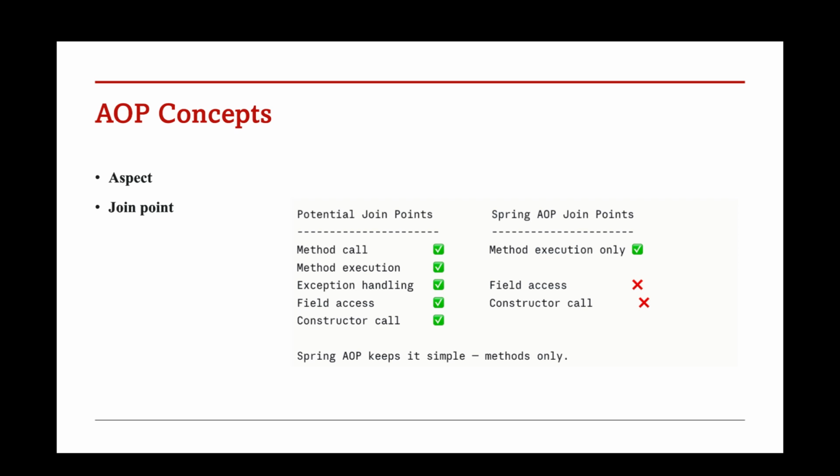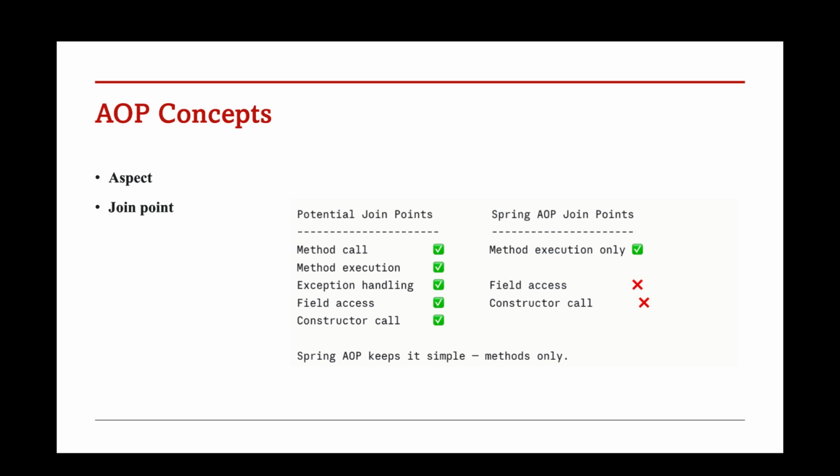But here is something very important, and this is specific to Spring AOP. In Spring AOP, a join point always represents a method execution. Always. Spring does not support field-level or constructor-level join points. Every join point in Spring is a method being executed. That is it. So think of it this way, every single method in your application is a potential join point.